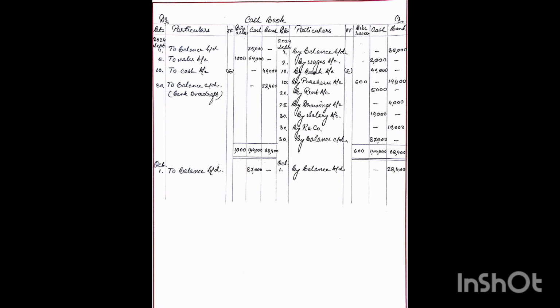September 10 says cash deposit into bank, and we know that if an amount is withdrawn from the bank for office use, or from the office or the organization, the amount is deposited into the bank, it is always a contra entry. Those who have doubt with the contra entry, you can check out the video. I have separately made a video for the contra entry.